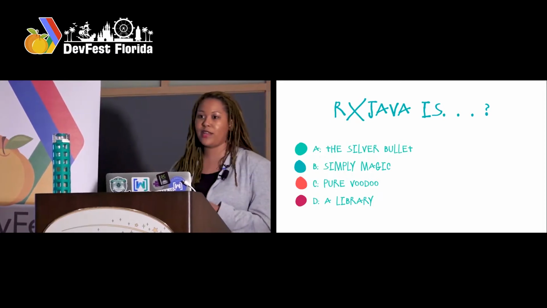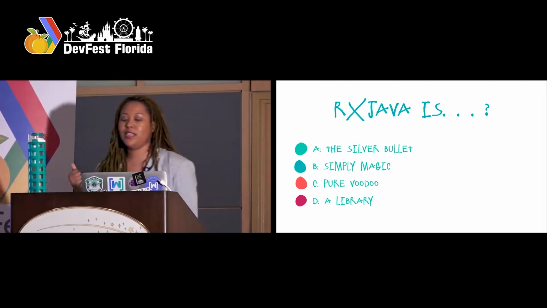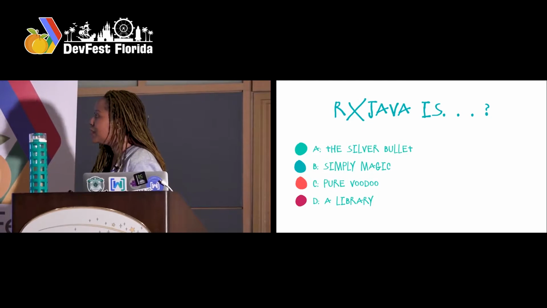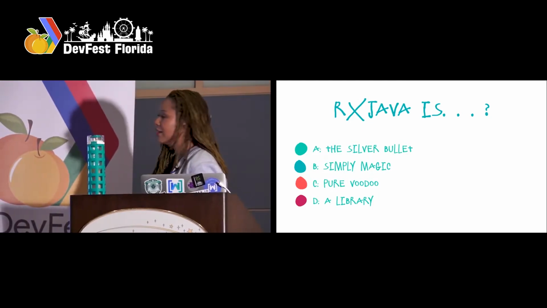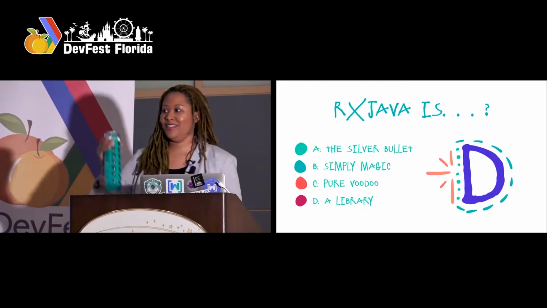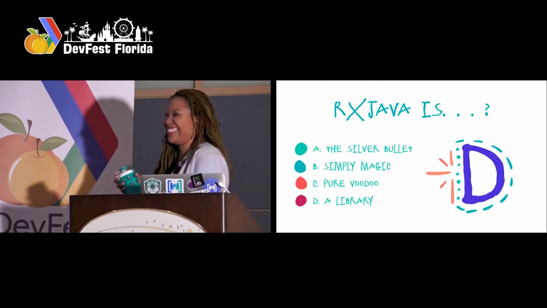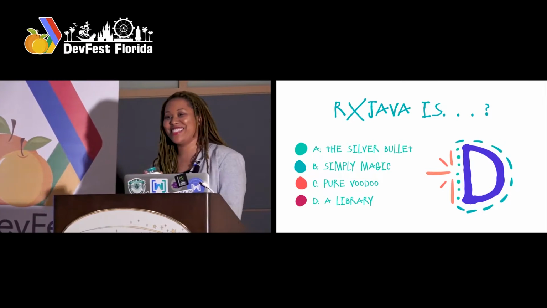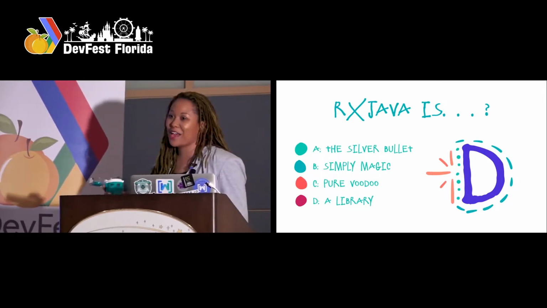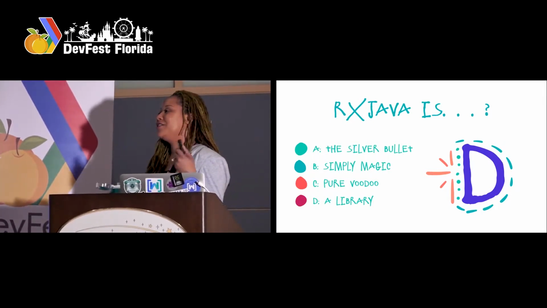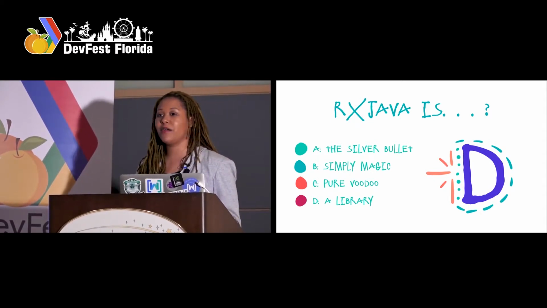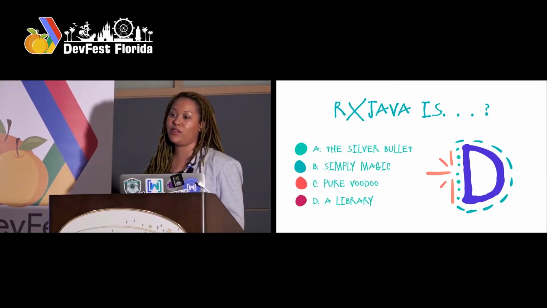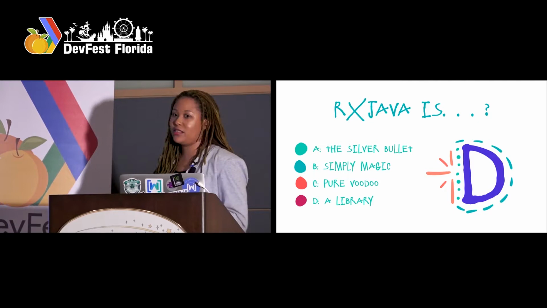And so that brings us to our next question. RxJava is A, the silver bullet, B, simply magic, C, pure voodoo, or D, a library? Sometimes it feels like it, but it's just a library, right? It's something that you've learned to tame in the past. We've all worked with various libraries that seemed super complicated initially, but over time, you can definitely learn to use RxJava.